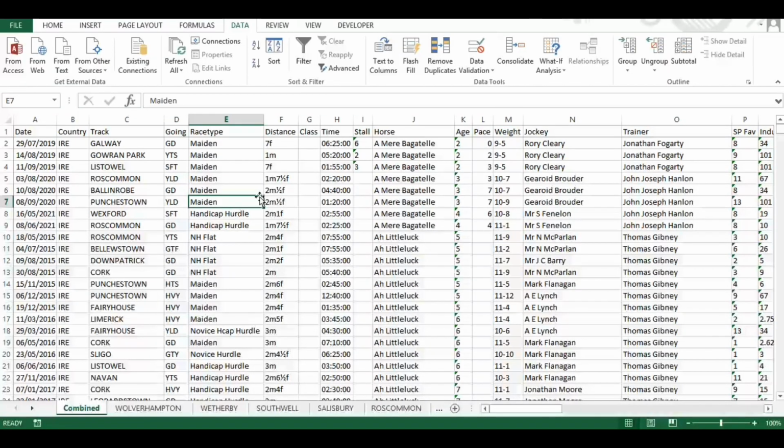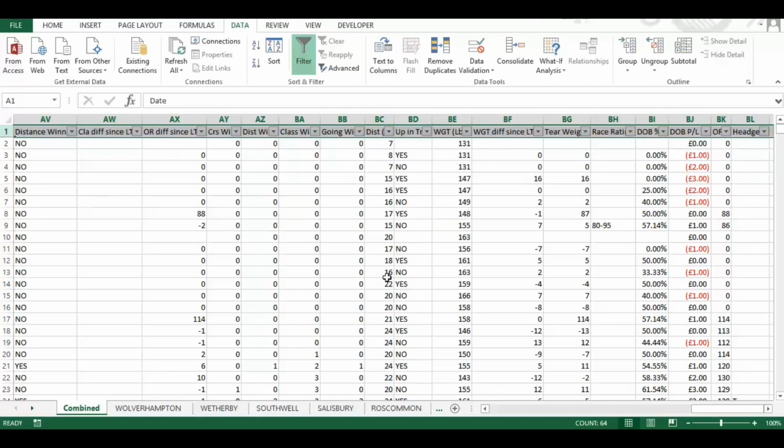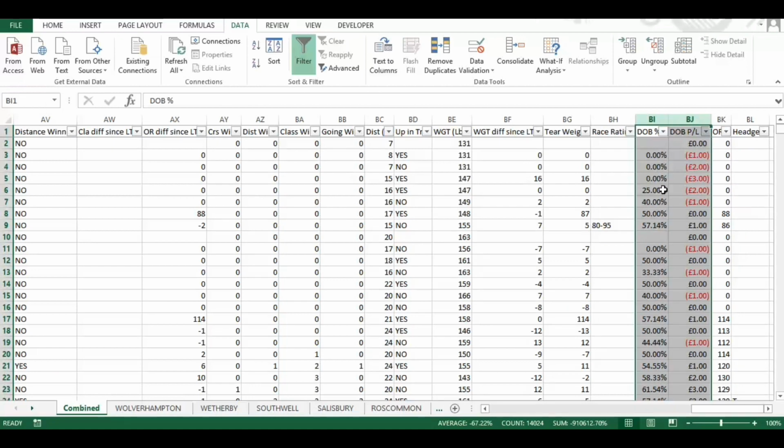So here we are with the file that's open for today. As usual, we have the race meetings down the bottom on the separate tabs, and then the combined tab, which we're going to be using for the video today. I'm just going to apply some filters to this data set and show you the additional columns. You can see two more added in here. So we have the DOB percentage, which is a trailing record of each horse's percentage of times that the odds drop to qualify for a DOB, and the running total, the profit and loss.